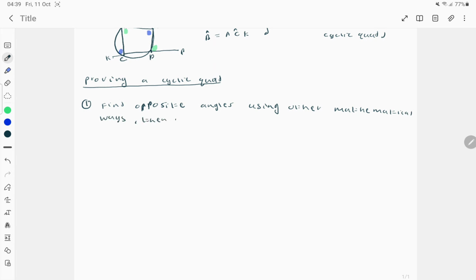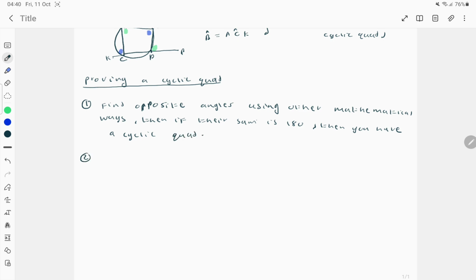Then, if you add them, or let's use proper English, if their sum is 180, then you have a cyclic quad. Okay, we'll do a few examples under this.